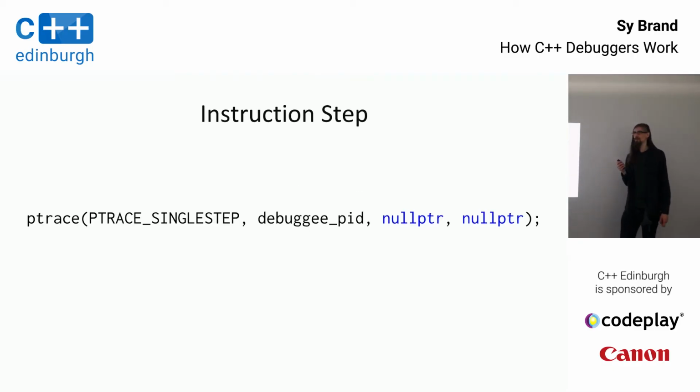So instruction step, if you're lucky enough, you might have a hardware single step. So you can just say, hey, ptrace, do a single step. And ptrace says, okay. And it does a single step over one instruction. Depending on your hardware and even sometimes your kernel version, you might not have this, but it's handy for when you do. I will explain what you have to do if you don't have this in a bit.